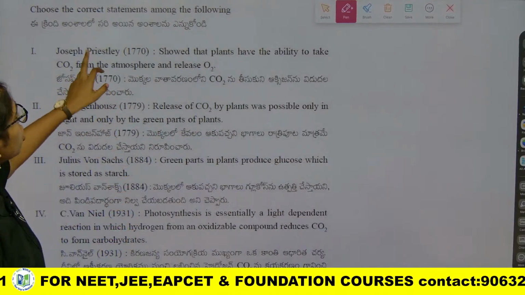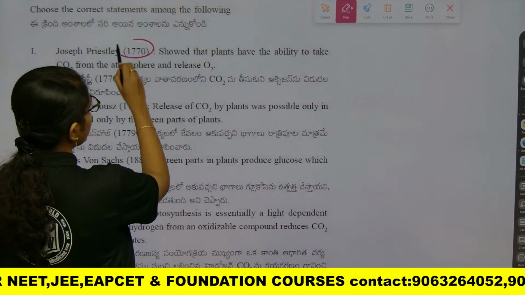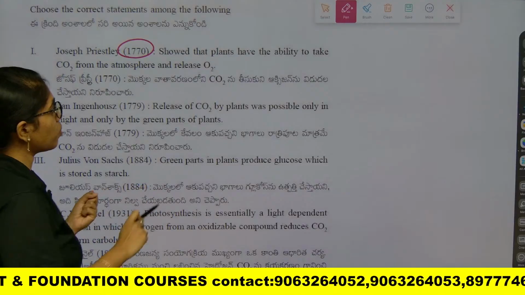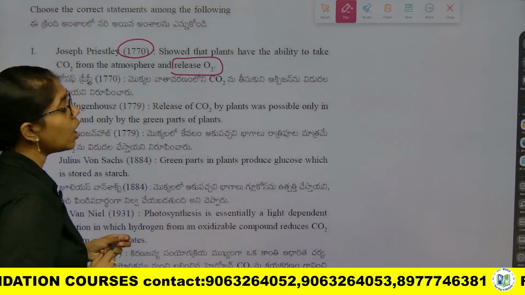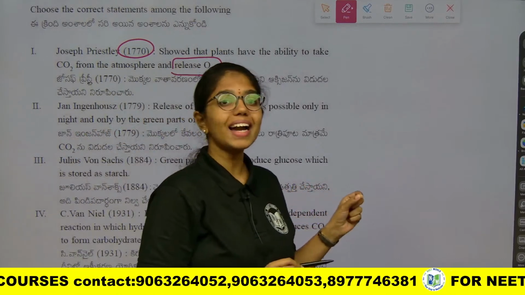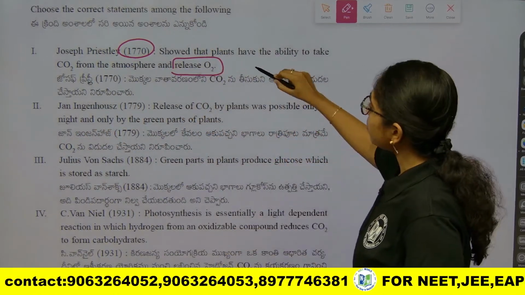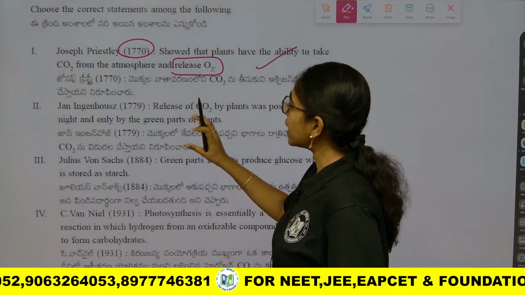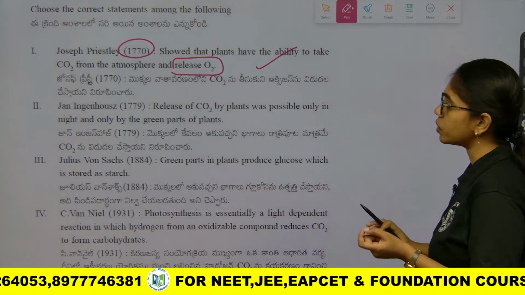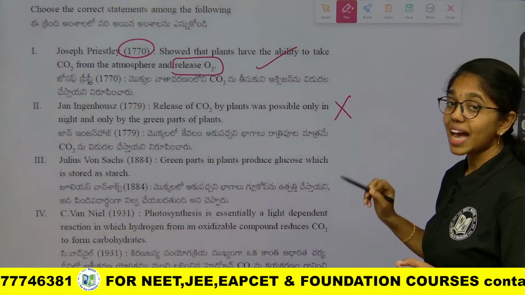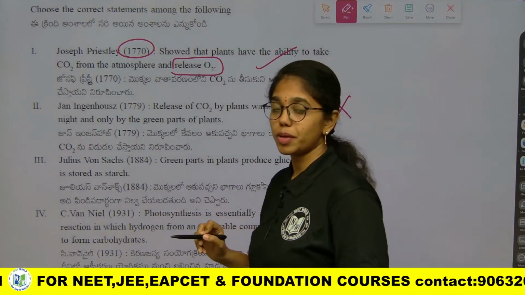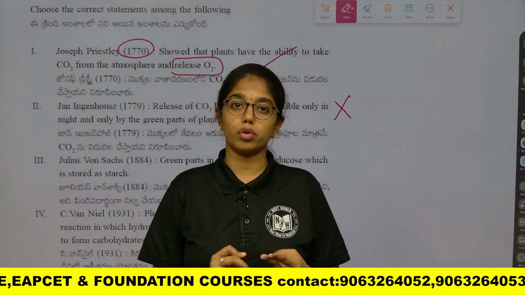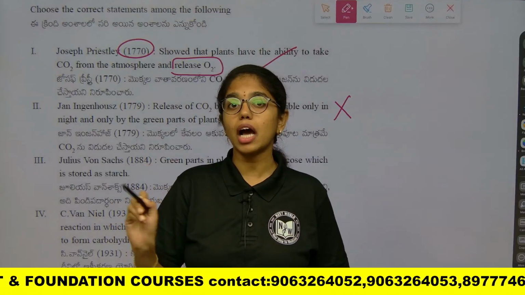Look into it. Joseph Priestley in the year 1770 showed that plants have the ability to take carbon dioxide from the atmosphere and release oxygen. By what experiment? He did the bell jar experiment. So, yes, statement 1 is true only. Second, Jan Ingenhousz: he said the release of carbon dioxide by plants was possible only in the night. Wrong. Jan Ingenhousz conducted the hydrilla experiment where he clearly stated that sunlight and chlorophyll are essential for photosynthesis and oxygen is liberated out of photosynthesis.